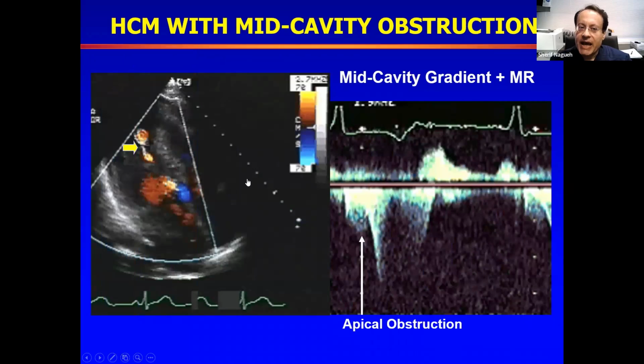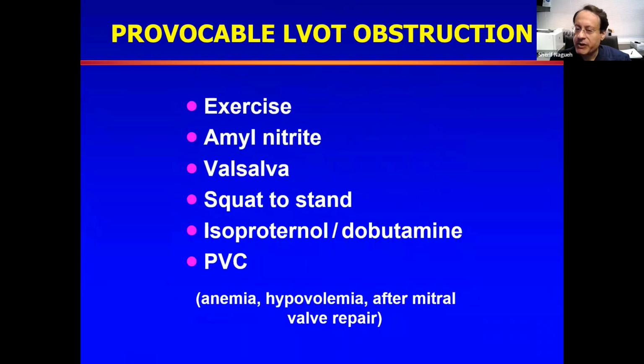Color Doppler is very helpful in showing you where the obstruction is present, and this is a case where you see obstruction happening more in the mid to distal cavity of the ventricle, identified nicely by Color Doppler and then CW.